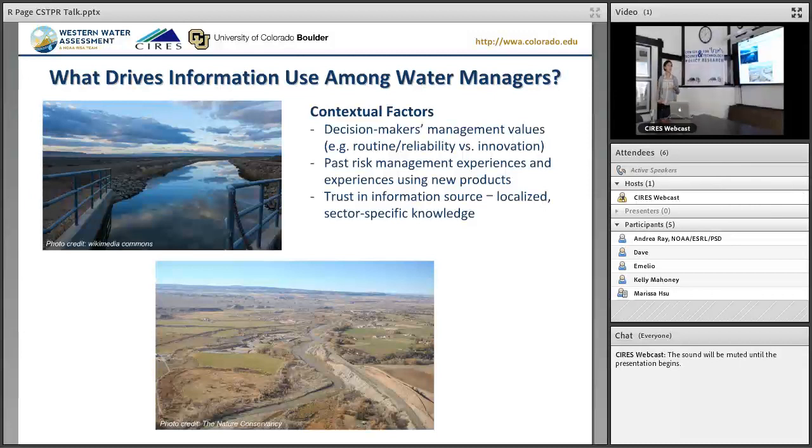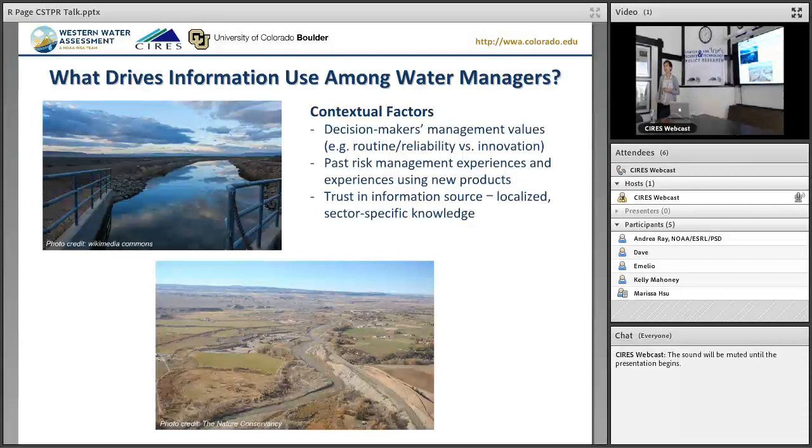And then also whether they have trust in the source of information, the person that they're hearing about the information from. And that's particularly important for water managers. They really generally value localized sector-specific knowledge.